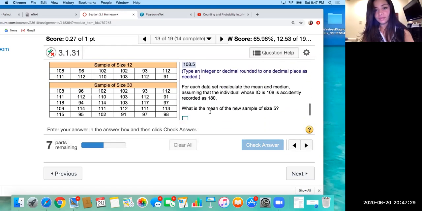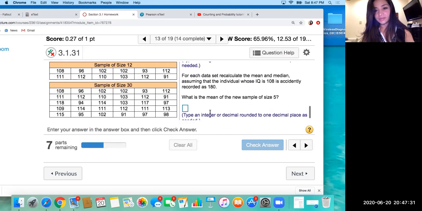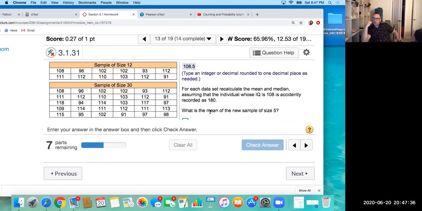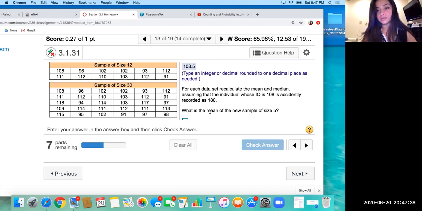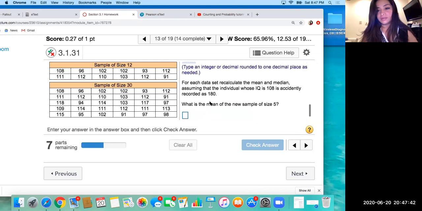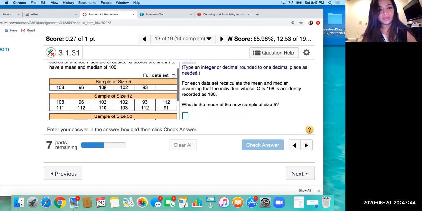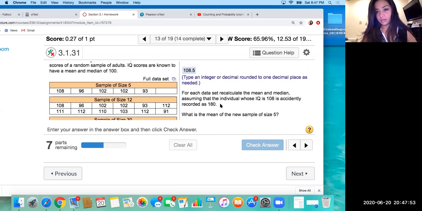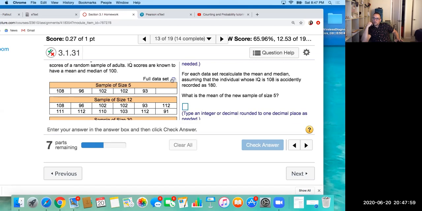Okay. Wait, what? For each task, now recalculate the means and median, assuming that the individual whose IQ is 108 is X and they recorded as 180. Okay. Then it's calculate the means and the median. Okay, so I need to change this to 180. Yeah. Okay.